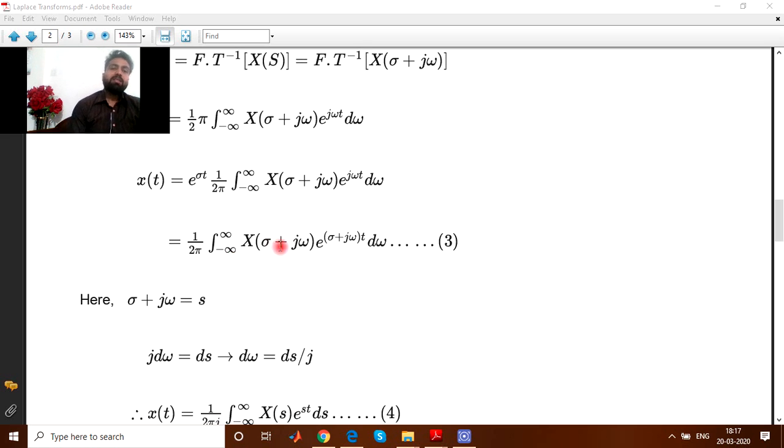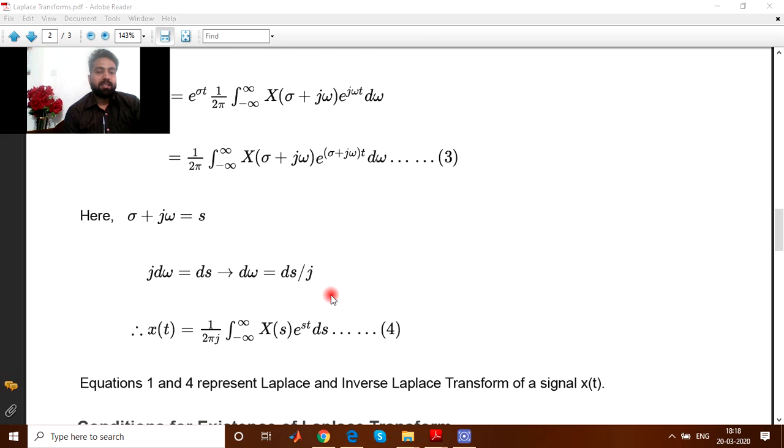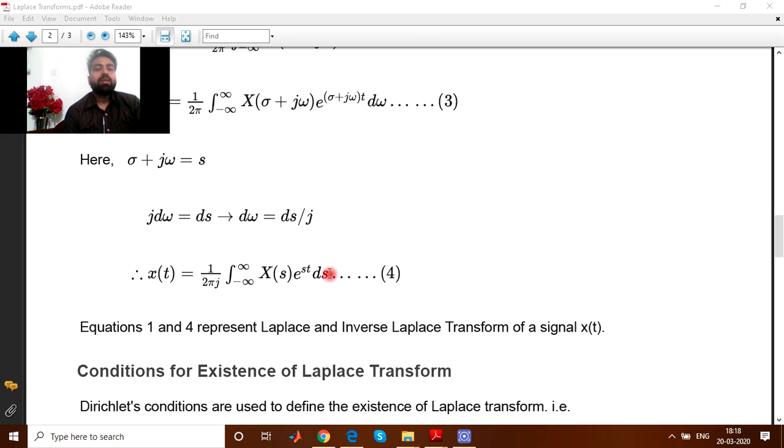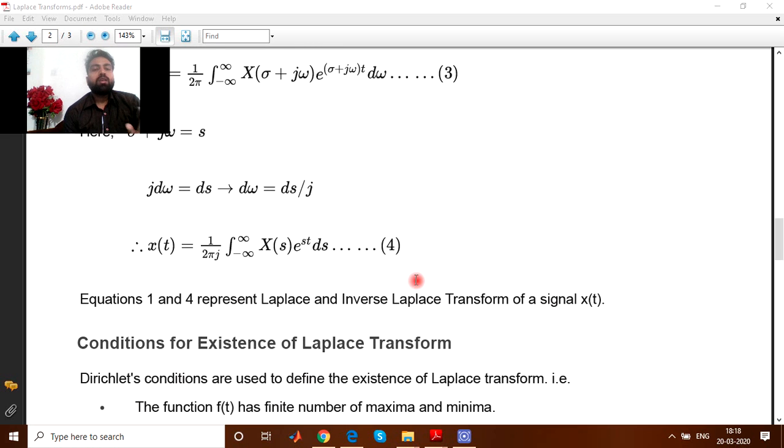That means this can be represented as X(s) and this can be represented as e^(st). So by putting this value as X(s) and e raised to the power st dω, one can easily get the value again as x(t). So finally this can be denoted with the help of equation number 4, x(t) equals 1 upon 2πj, integral from minus infinity to plus infinity X(s) e raised to the power st ds. So this equation number 4 represents basically the inverse Laplace transformation.